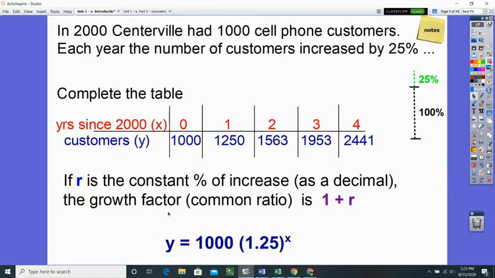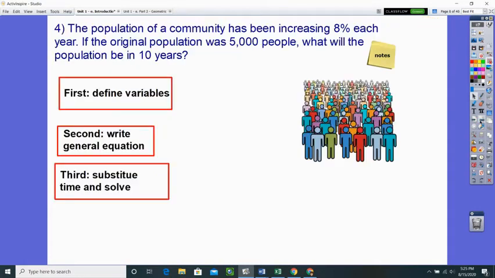So here is your function. The number of customers, call it y, will equal the start amount of customers, which was 1,000, times your growth factor, which will be 100% of the population plus your increase. That's 125%, which is 1.25, raised to the number of years since 2000. And that's how we can write a function.